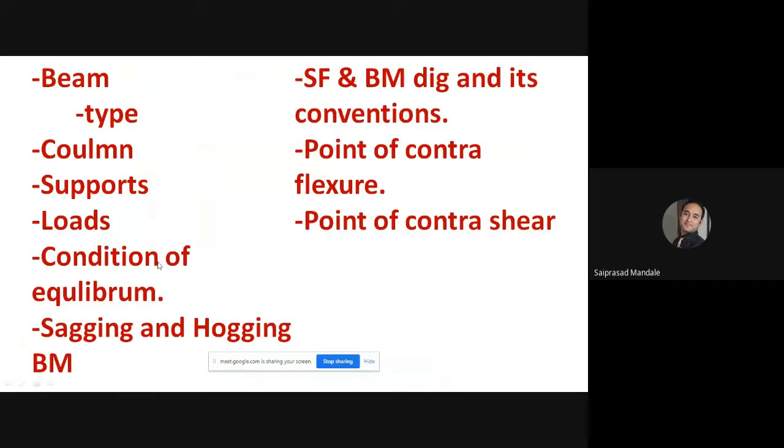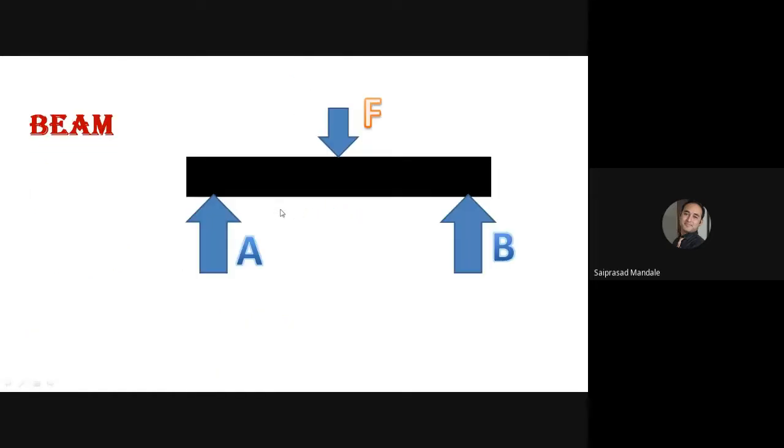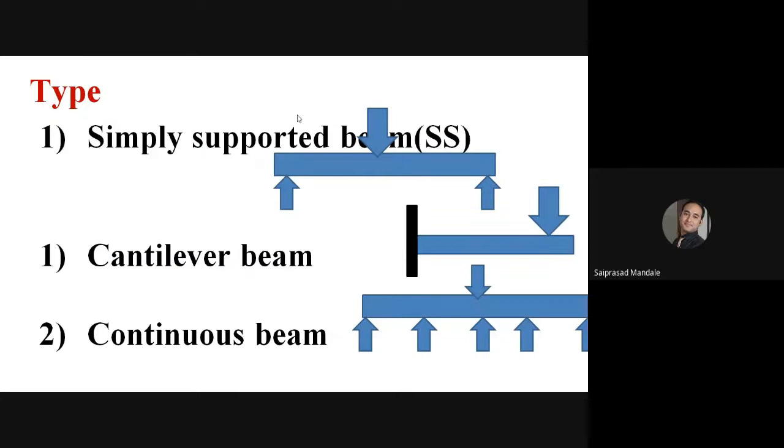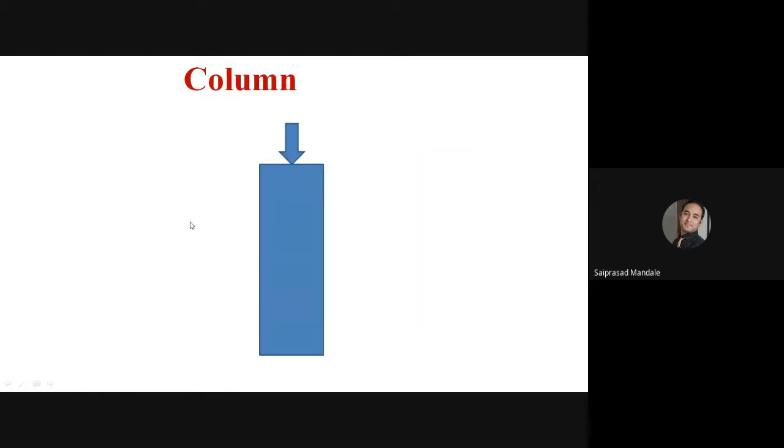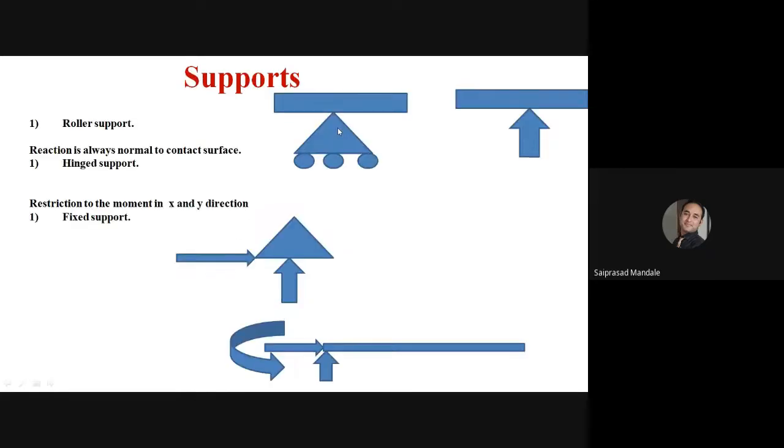So these are the theory points that we are discussing. Beam: a horizontal structural member subjected to loading. Types of beam: simply supported beam, cantilever beam, continuous beam, and overhang beam. These are the four basic types that we'll be looking for. Column: a vertical structural member subjected to loading. Types of support: roller support, hinge support, and fixed support.